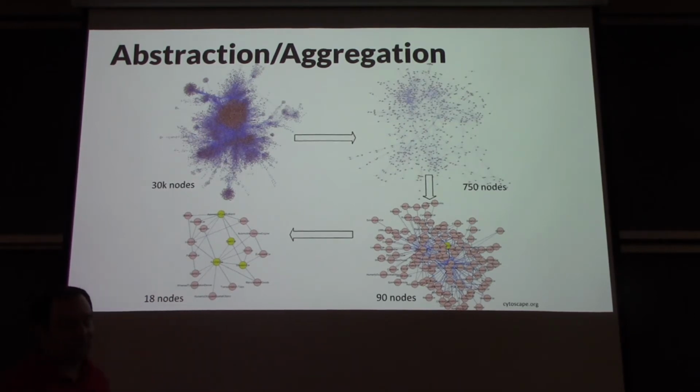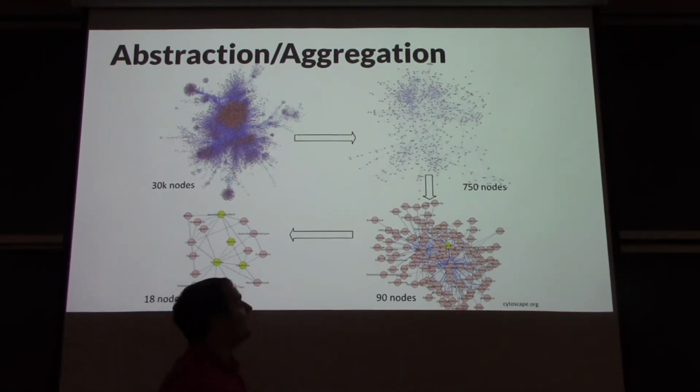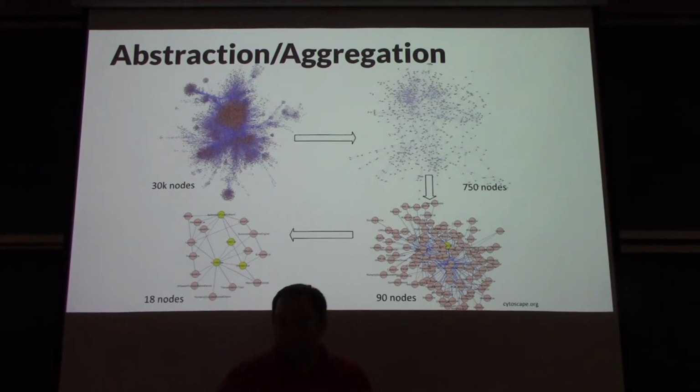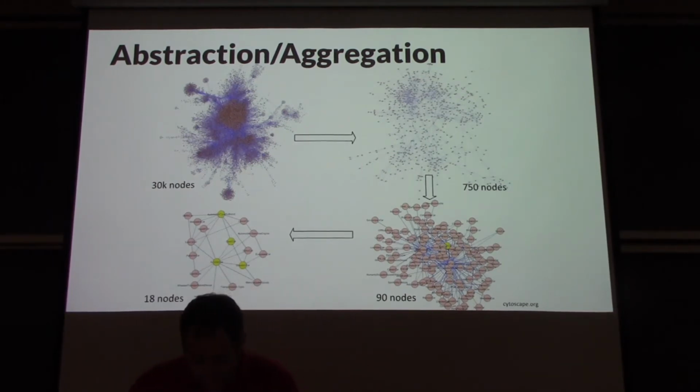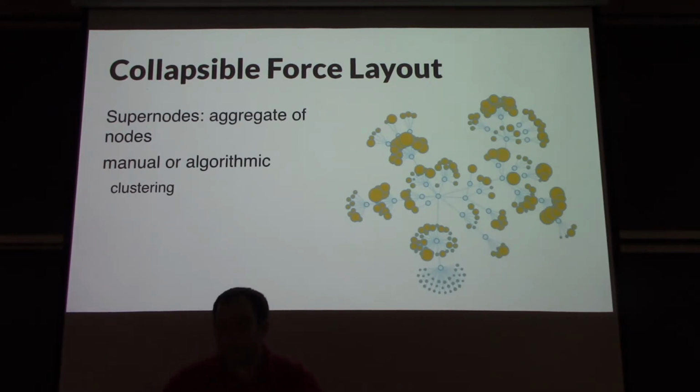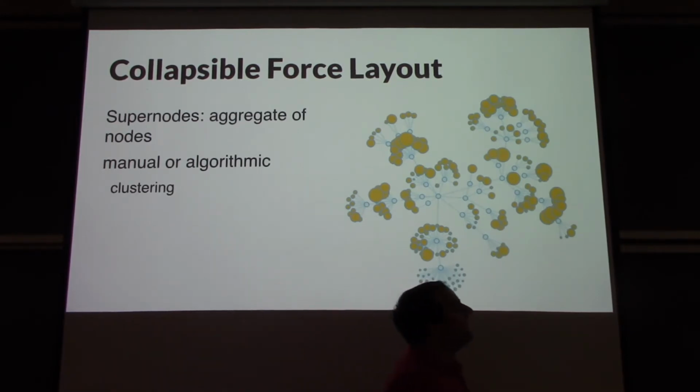Here we have a network, again a protein interaction network, that is sampled to include only the most important nodes. We start out with 30K nodes, then we drill it down to 750 nodes. At 90 nodes, we can start to read the labels, and at 18 nodes, we can see that there is actually quite a bit of structure visible.